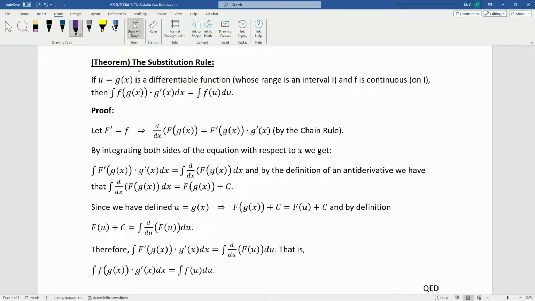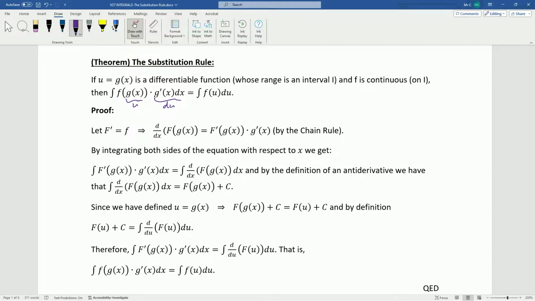So the statement of the substitution rule: if u equals g of x is a differentiable function whose range is an interval I and f is continuous on I, then the integral of f of g of x times g prime of x dx equals the integral of f of u du. So if you can get this expression in this form, you can substitute this in place.